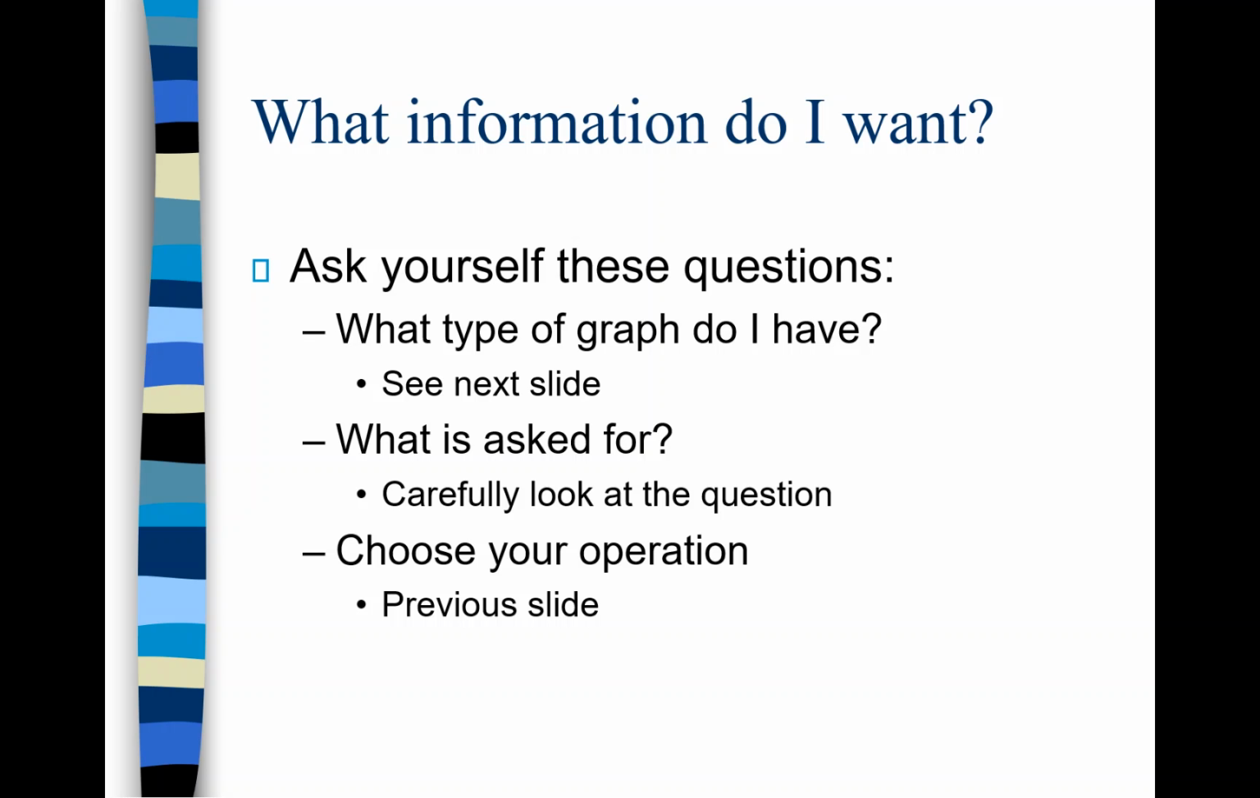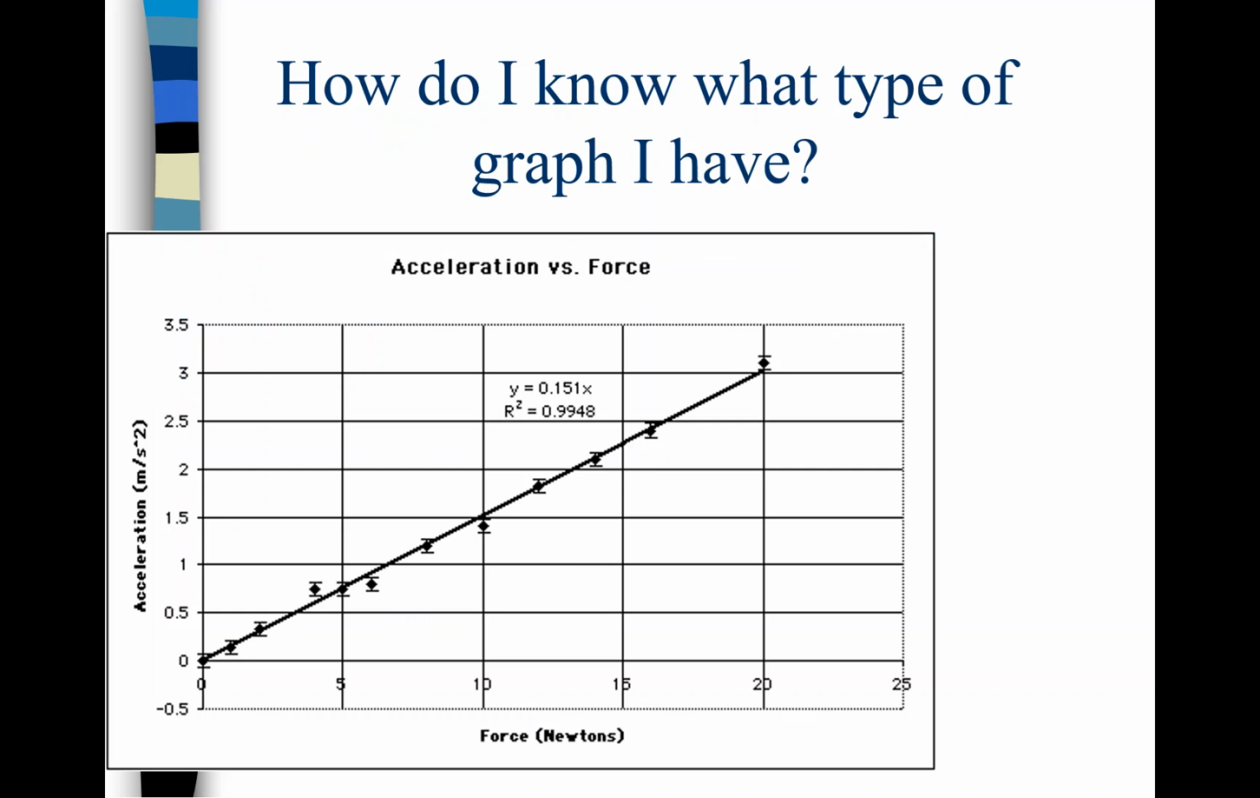Okay, so let's figure out what type of graph I have. How do I know what type of graph this is? We say, oh, it's a line graph. No, no, no, that's not what we're talking about. We're talking about what variables are being compared on this graph. So how do I know what type of graph this is? Well, you can look at the title. It's an acceleration versus force graph, because it says that right there.